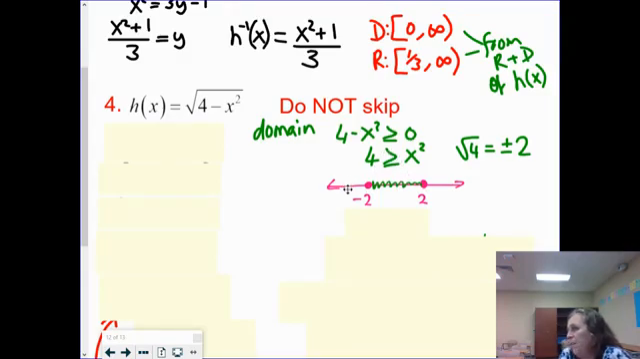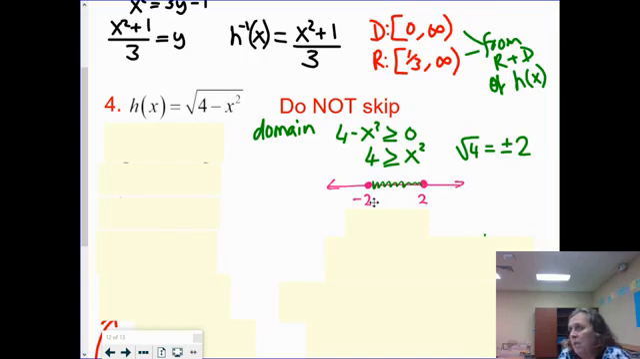If I put in a value here, -3, is -3 squared, 9, less than 4? No. If I try a value in the middle, like x is 1, is 1 squared less than 4? Yes. So this area is true. Try an x value here. If x was bigger than 2, try 10. Is 10 squared, 100, less than 4? No. So that's why our domain is here.